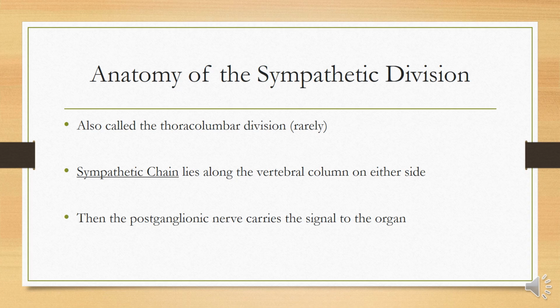The sympathetic chain lies around the vertebral column, on either side of the vertebral column. And this is where that synapse is for those ganglia. So the preganglionic neuron brings it down, and then the postganglionic nerve carries the signal to the organ.